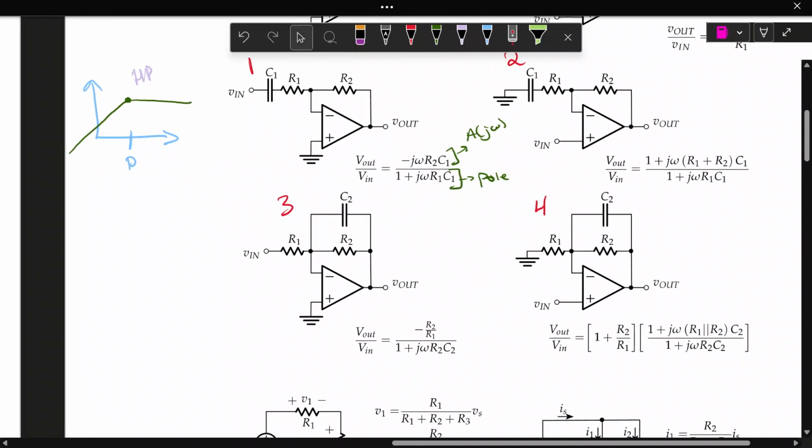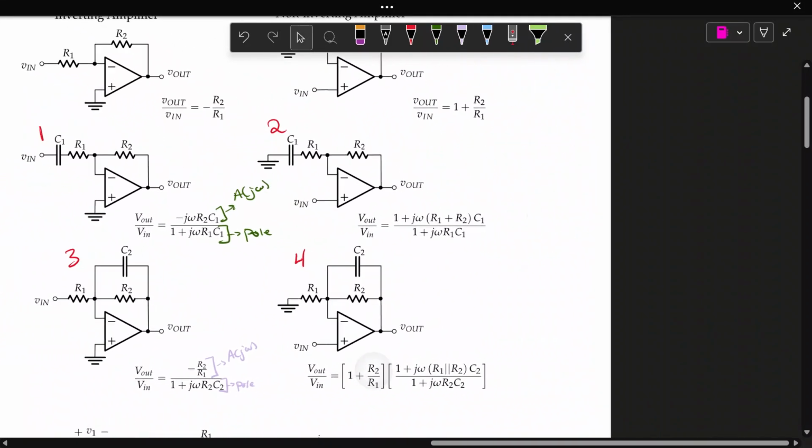Now let's go to number 3. Same thing. Let's look here. We have a pole here. For this one, our a of j omega doesn't have an omega. So we know there's a breakpoint frequency considered as a pole, and before it we have a slope of 0. When it hits the pole, it goes down 20 decibels per decade. This is a low-pass filter.